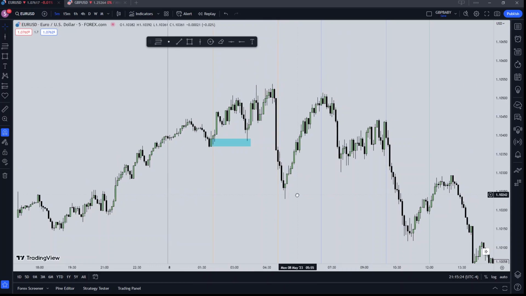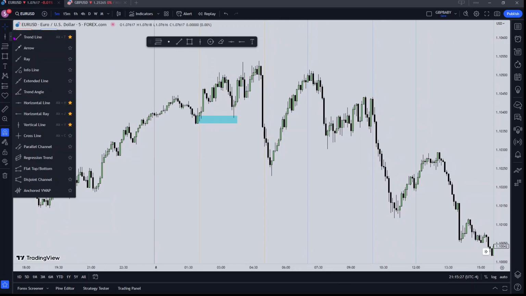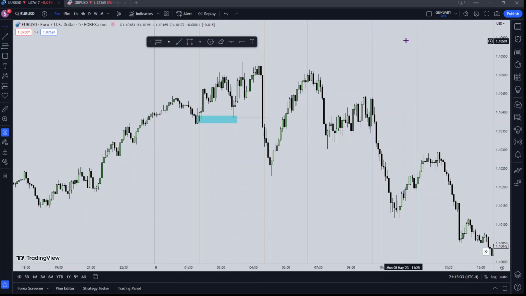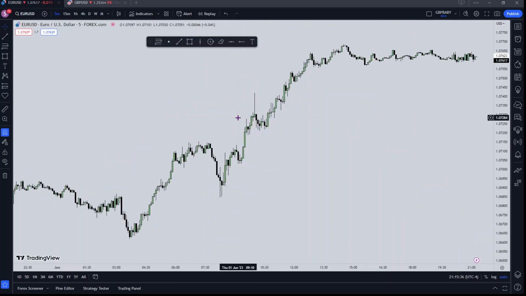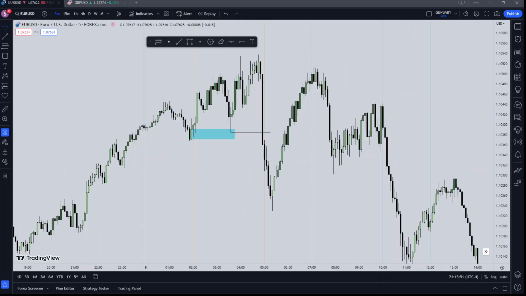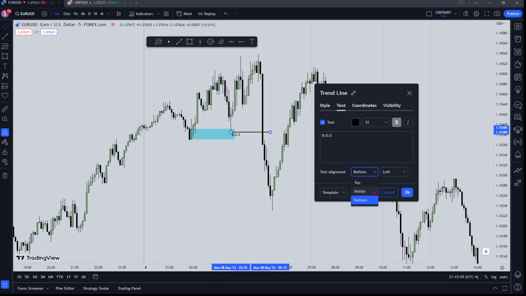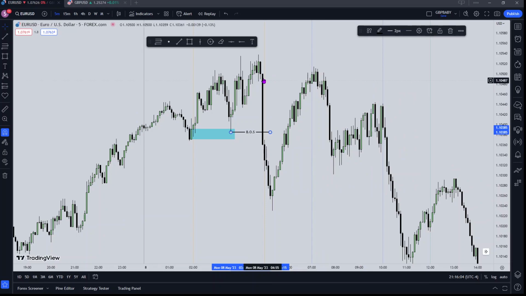So we have a breaking market structure here. Ooh, that was a little accident. Happy accidents. Break of structure, then we return right up back to the bearish order block.